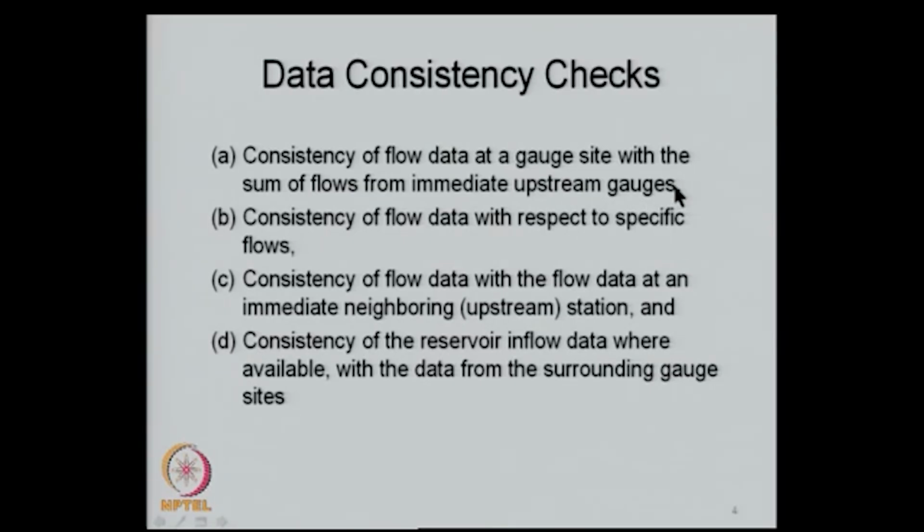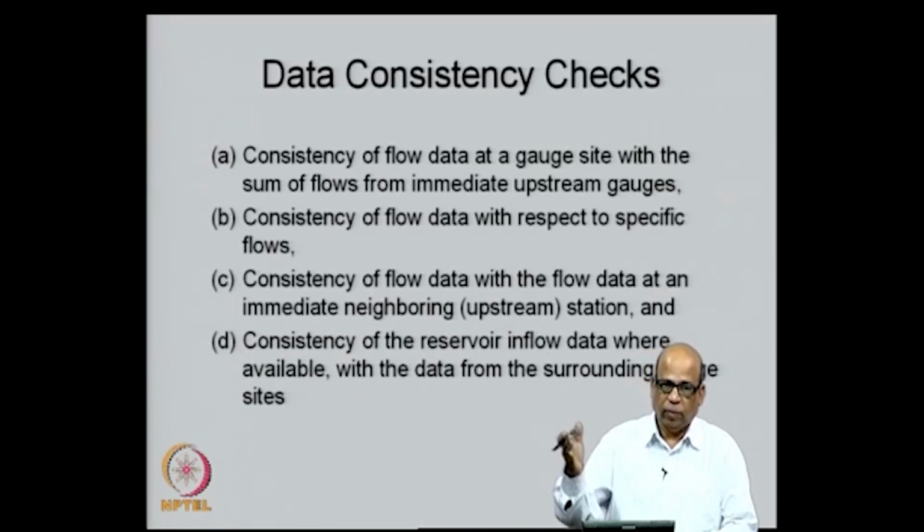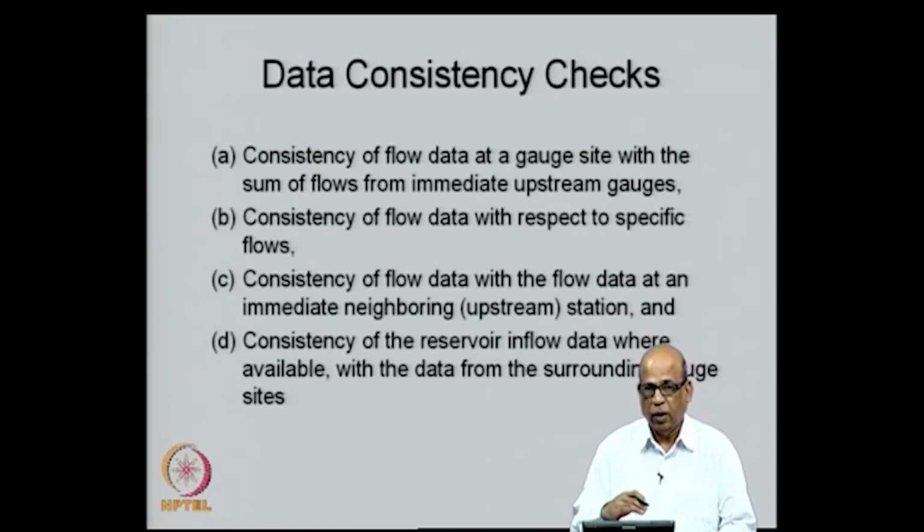The y which is observed at that particular location must be greater than or equal to x, which is the total flow that is coming up to the upstream gauges. Then consistency of flow data with respect to specific flows. You look at a specific flow at a particular location in the same basin; this must be comparable to the specific flow at other locations in the same basin, provided the basin is more or less homogeneous.